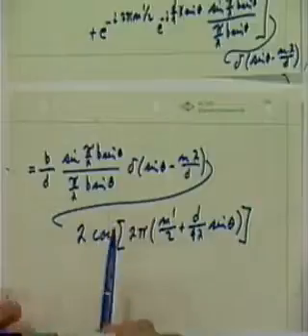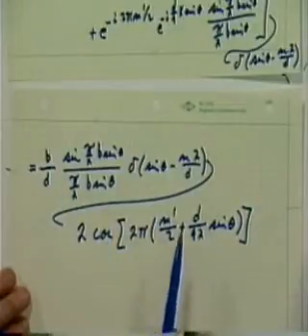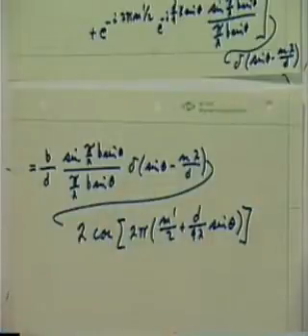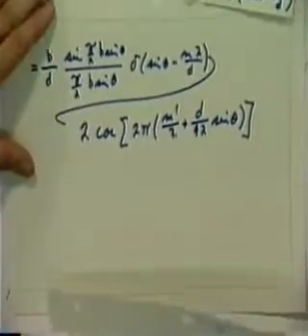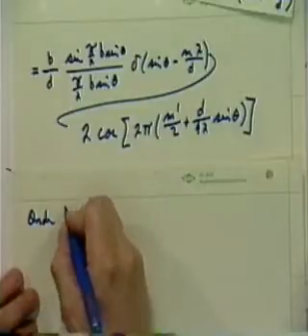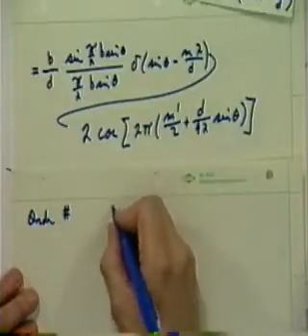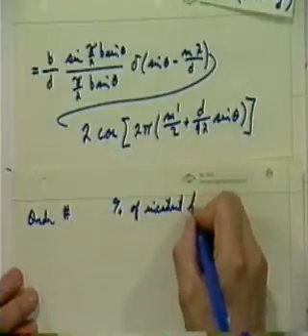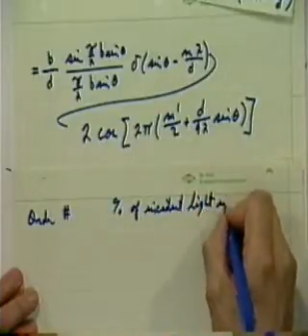So this is the resulting normalized Fourier transform for this binary phase grating. And we could make a little table here, maybe I have enough time to do it, of order number and then the percent of incident light in order. So I'll go to a clean sheet of paper. So order number, percent of incident light in order.